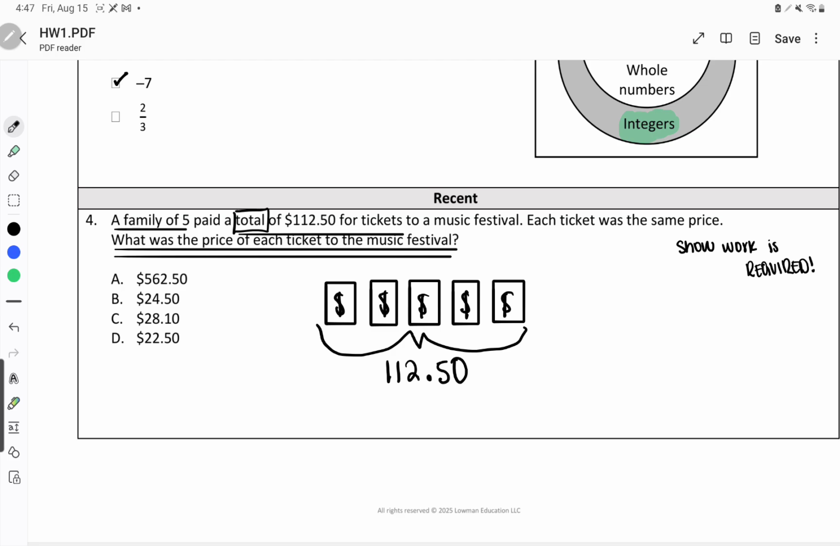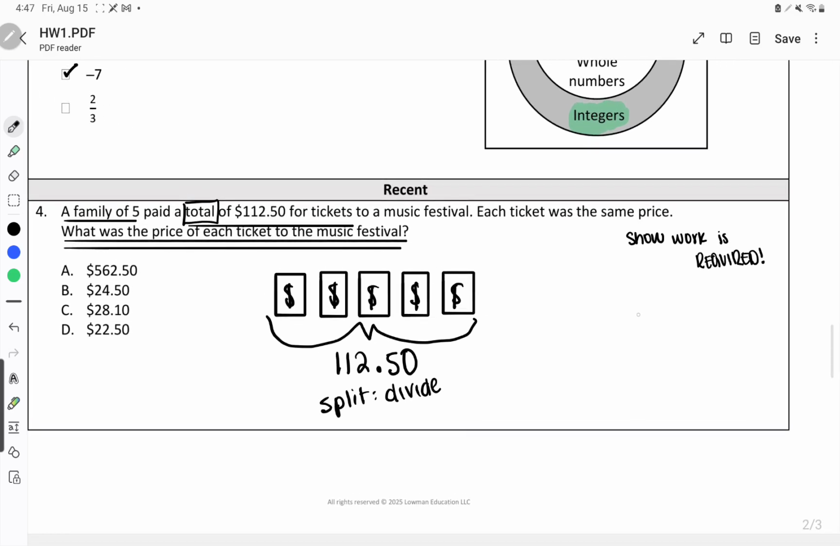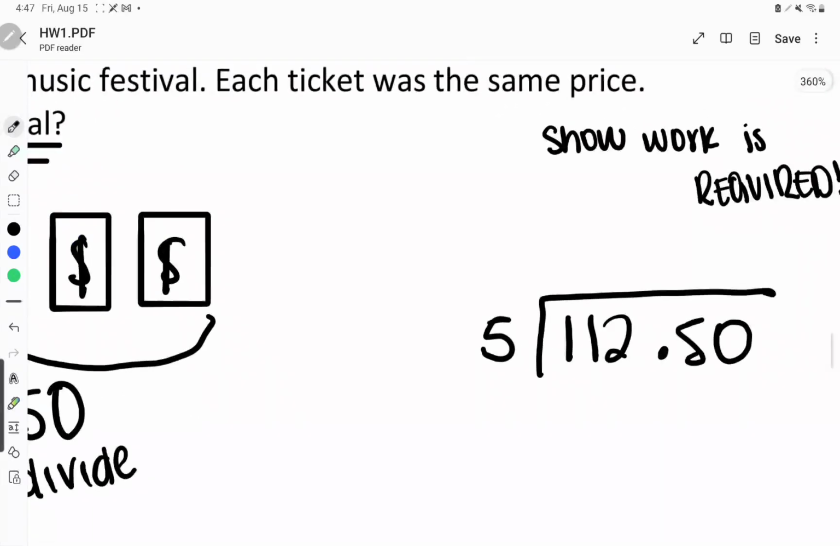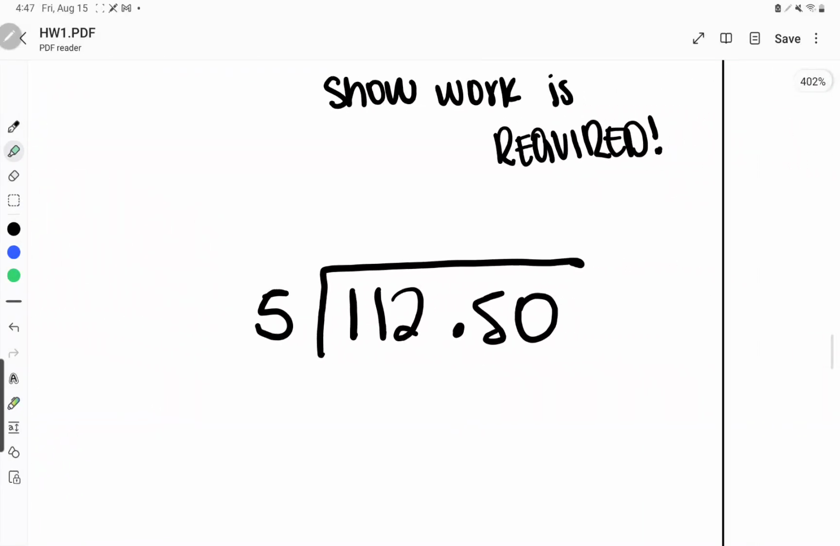So what I'm going to do is split that cost among my 5 tickets. When I split something up, splitting means I am dividing. So I'm going to take 112.50 and divide by 5. Now, first we check with 1. 5 is bigger than 1, so it can't go into that.